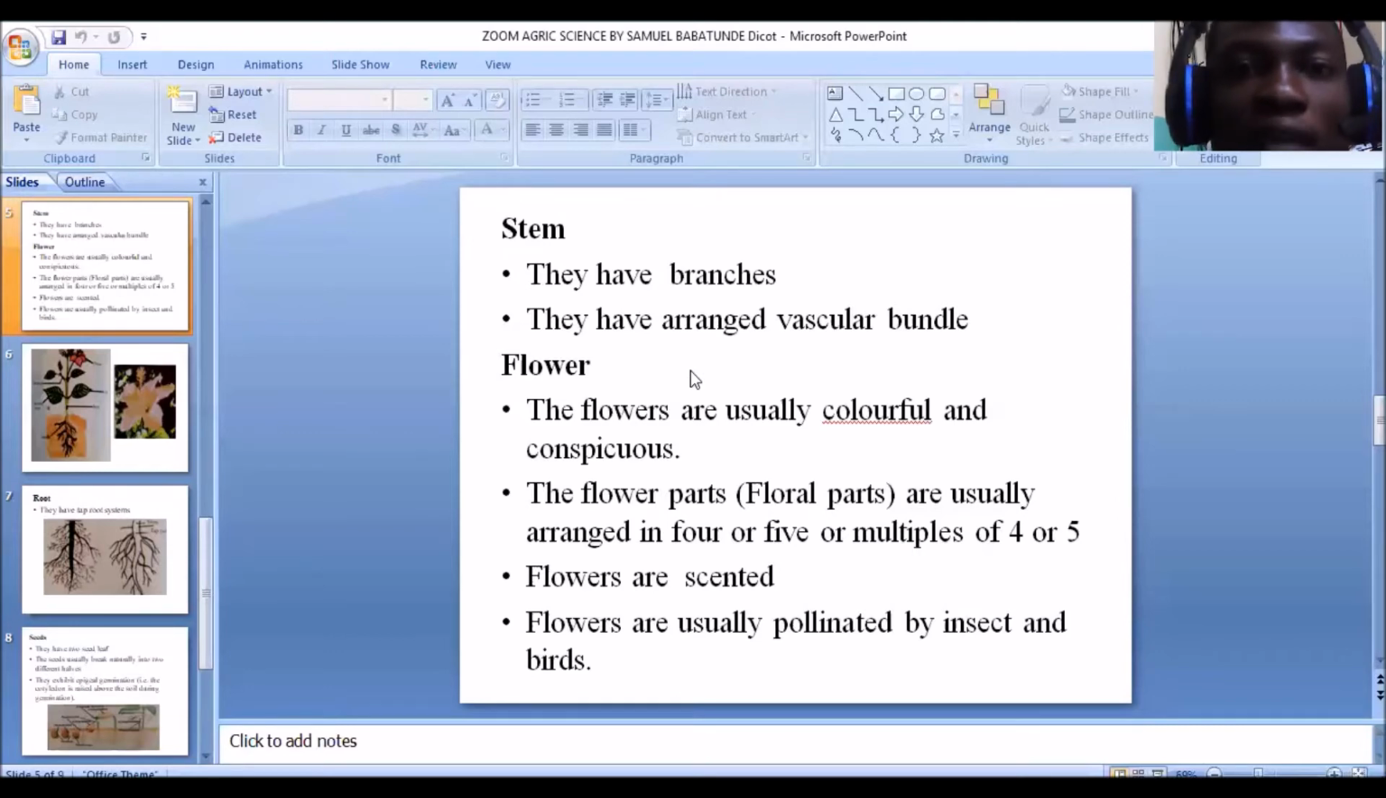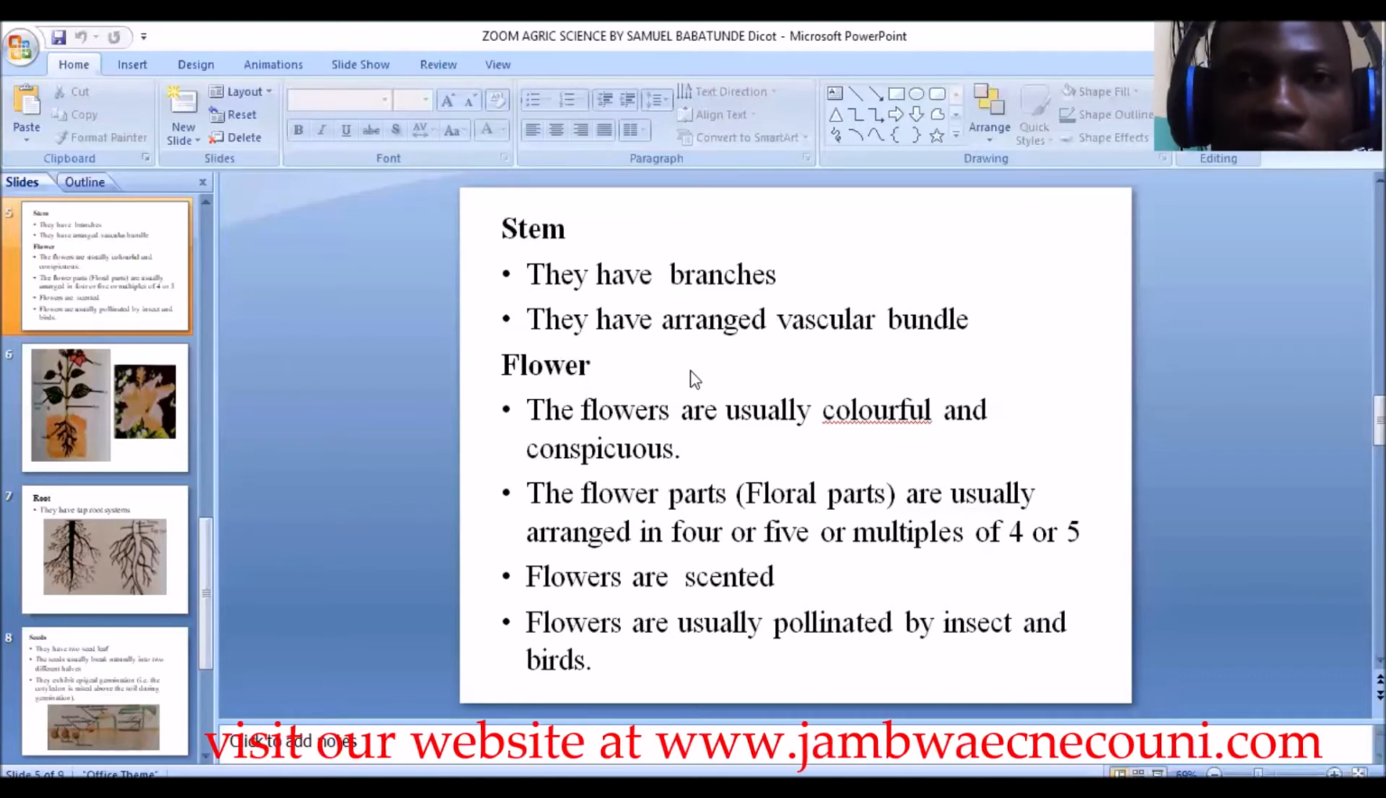But the flowers of a dicot plant have scent, and they are beautiful, colorful and conspicuous. So therefore they attract insects. They attract birds because they are colorful, they are scented, they have juice in them. Once these insects or birds come to these flowers, what happens? They bring about pollination. So the flowers of a dicot plant are usually pollinated by insects and birds, unlike that of the monocot plant that is only pollinated by wind.